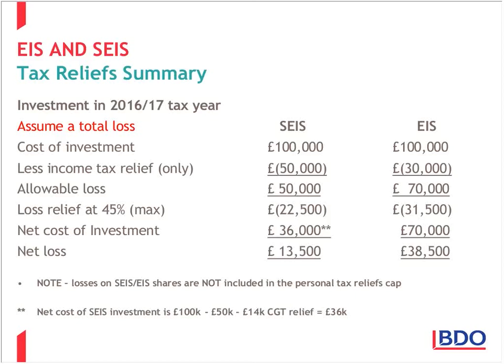The EIS example in the next column is a little bit more straightforward. So 100,000 invested, 30,000 income tax relief. And again, if the company went into liquidation, nothing was returned, then that 70,000 could be set against income with up to 45% relief, which gives 31,500 relief. And so the net loss in that example is 38,500, which again just buffers that downside.